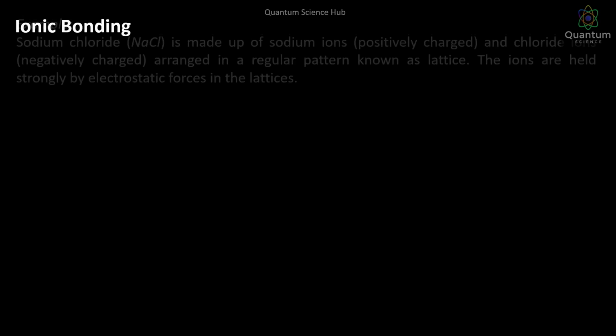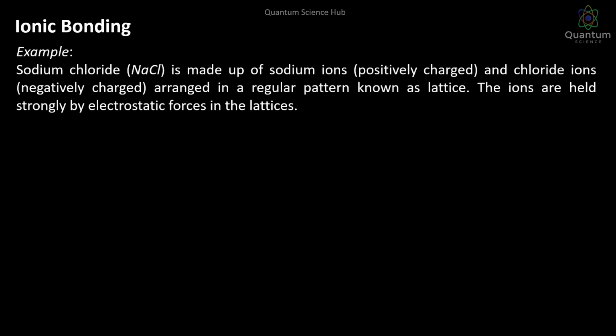Now let's take a look at the example here. Sodium chloride, NaCl, is made up of sodium ions, which are positively charged. As we know, sodium is a metal, right? All metals will form positive ions. And chloride ions. Chlorine is a non-metal. So all non-metals will form negative ions. Okay? Chloride ions, negatively charged, are arranged in a regular pattern known as a lattice. The ions are held strongly by electrostatic forces in the lattice.